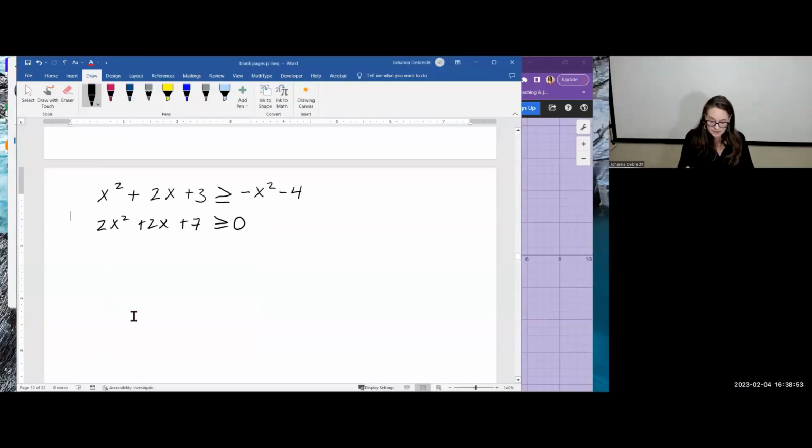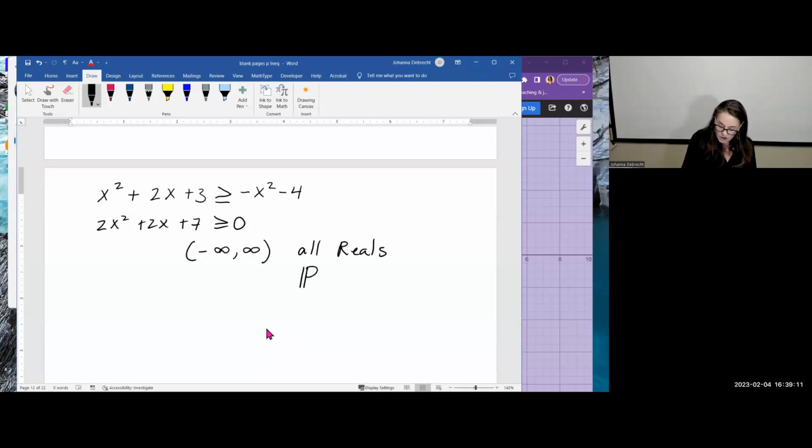So how do I write this solution? I can write it different ways, which would be negative infinity to infinity, which includes all the numbers that are on the real number line. Or I can write all reals. Or I can write what's called a double bar R, which stands for all the real numbers. All three of these mean the same thing. Probably WebWork or your homework system will want it to be in this form right here, which is interval notation.